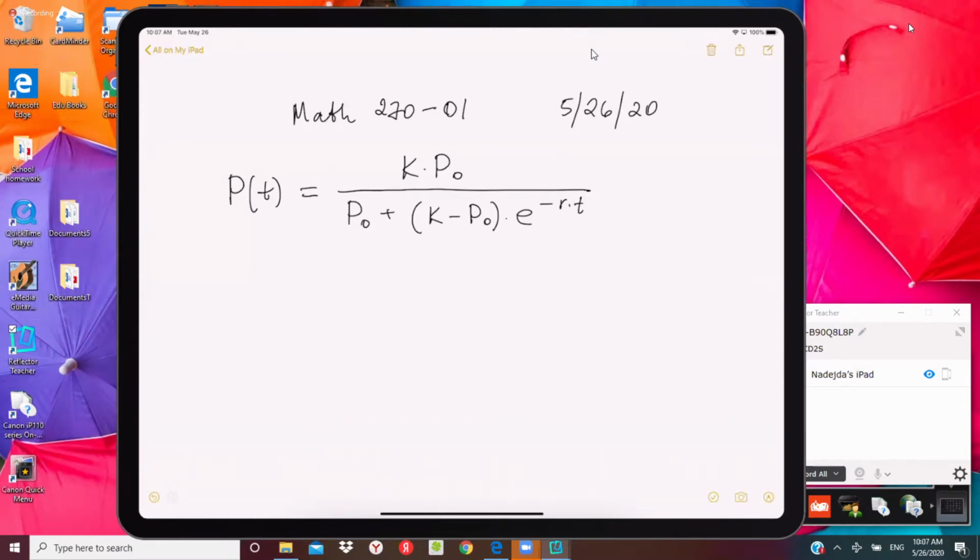So in the question, you're supposed to know the capacity. Capacity is given, right? K is the capacity. P sub 0 is the initial population. R is the reproduction rate. It's not given, but you will have to find it using the information that the initial population doubled after a certain number of hours.